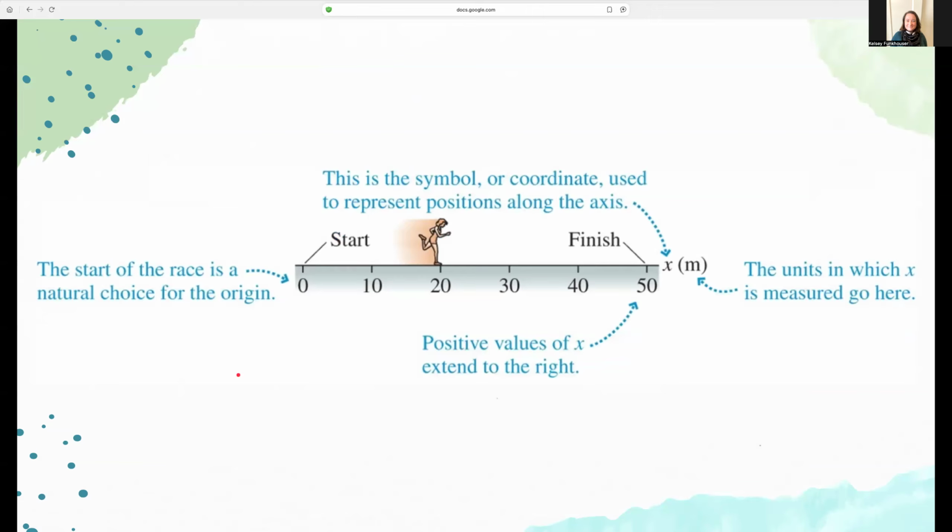For horizontal motion, we'll usually use x as the variable of position. For example, in this snapshot, we have a runner at 20 meters. We know it's 20 meters because here are the units given. So we have, okay, here's our variable x, which means position, and our units here is meters. So each of these on the number line represents a certain number of meters, and our runner is at 20 meters.